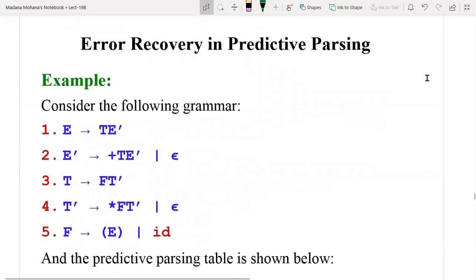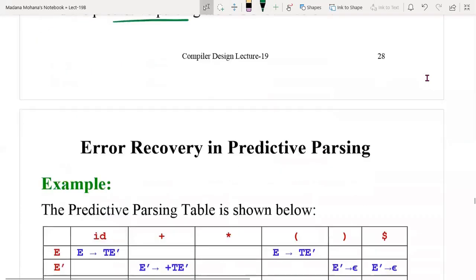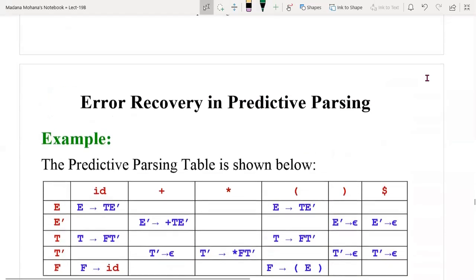Now let us consider one example of how this error recovery is done in a predictive parser. Consider the same example we discussed. Consider the following grammar: E → TE', E' → +TE' or null, and so on. We already constructed the predictive parsing table for this. To do the error recovery, first we have to construct the predictive parsing table, so directly here I am taking the predictive parsing table we constructed previously.